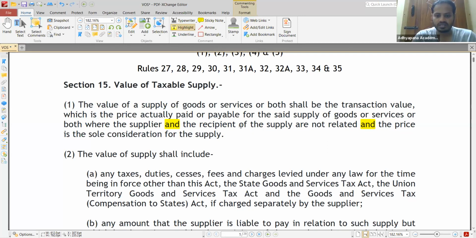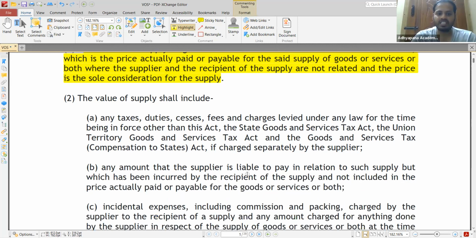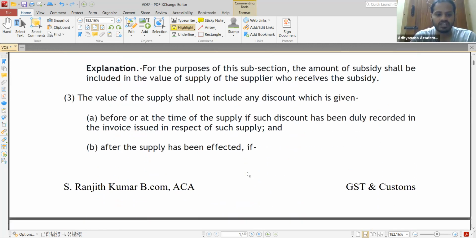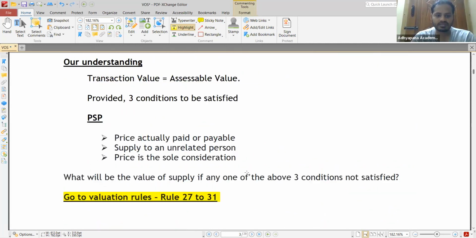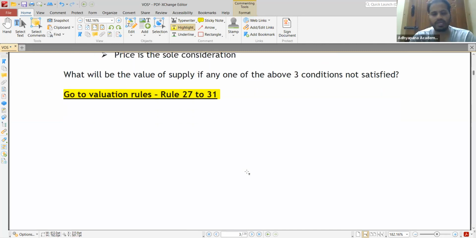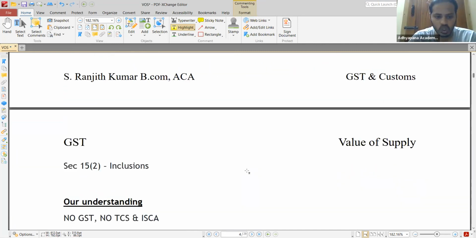Clear? So now you see whether, after understanding our class, you can easily read the Act itself. See, the value of supply of goods or services shall be the transaction value, which is the price actually paid or payable for the supply of goods or services, where the supplier and the recipient are non-related persons, and the price is the sole consideration for the supply. Clear? Similarly, we'll see 15.2 and 15.3. So 15.1 we have completed, and we'll jump to 15.2.